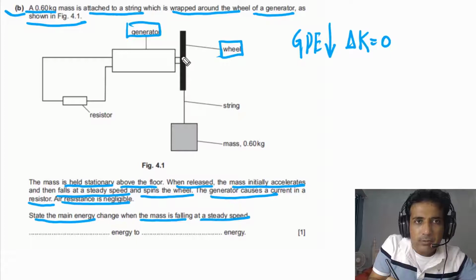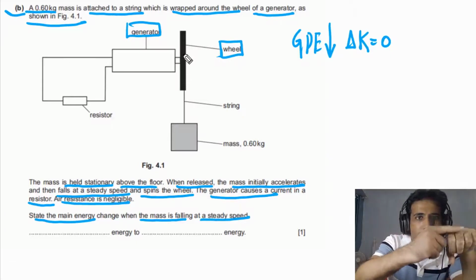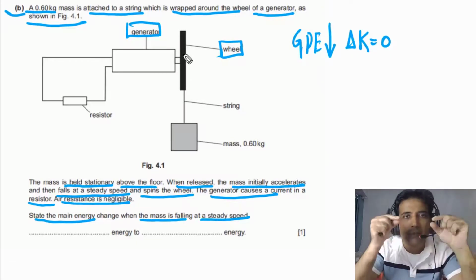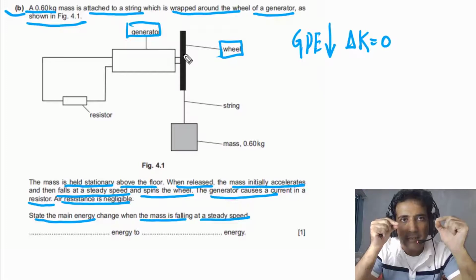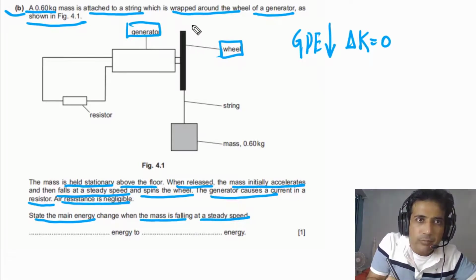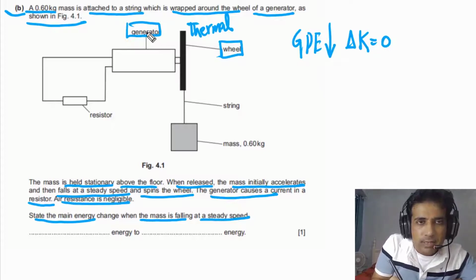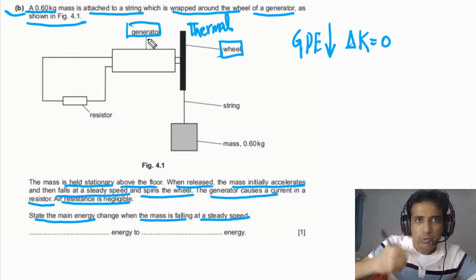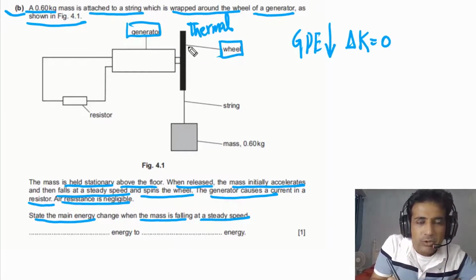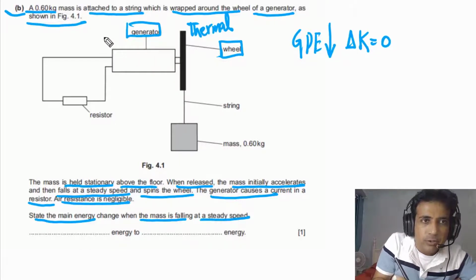Now if you look at this wheel, there is a string wrapped around the wheel, so there is friction between the wheel and the string. So some energy will be converted into thermal energy due to friction between the string and the wheel. The next thing we need to understand is that when the wheel is rotating, the mechanical energy of the wheel will be converted into electrical energy by the generator.